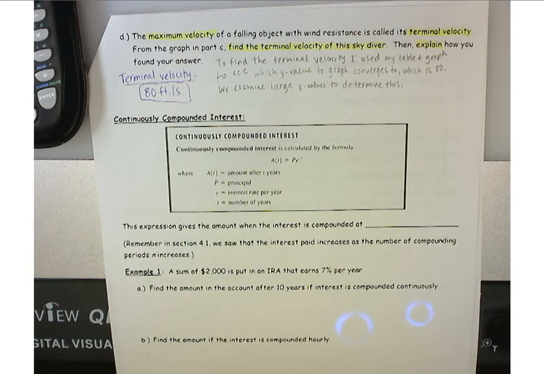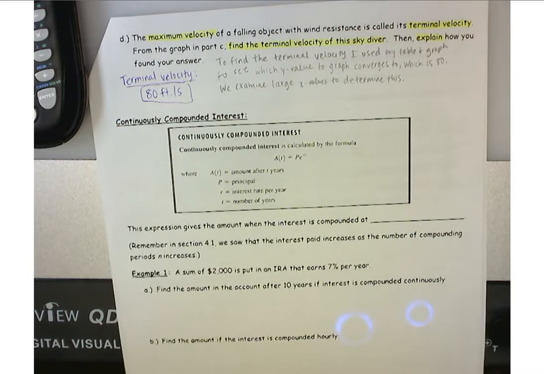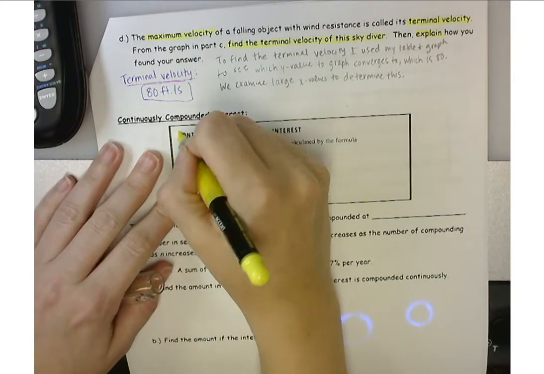All right, so the second part that we're dealing with is all going to be about compounded interest, and this type is continuously compounded interest. So this is the formula that you guys probably already have memorized.